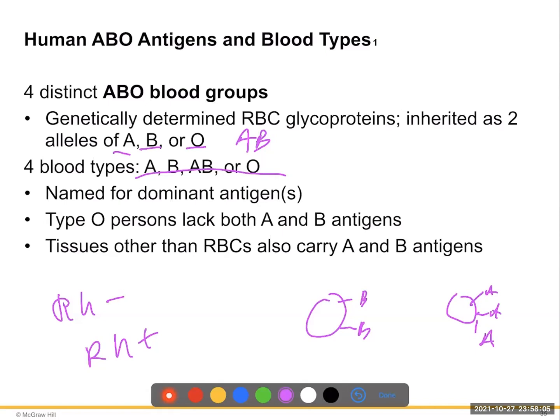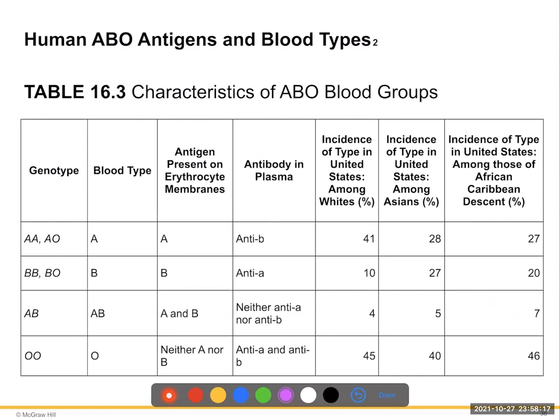We'll go over a little bit more of it here. So the type O lacks A and B antigens, and tissues other than red blood cells also carry A and B antigens. Now, if your blood type is A, you have the genotypes AA and AO.